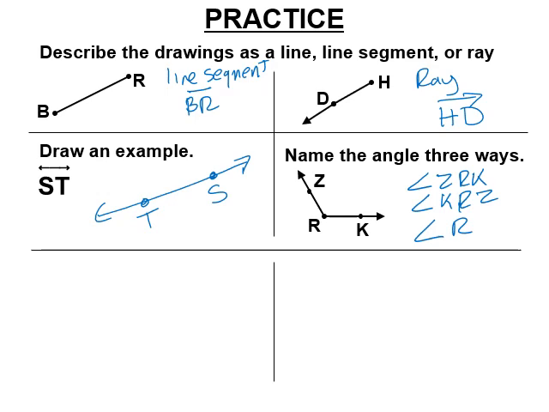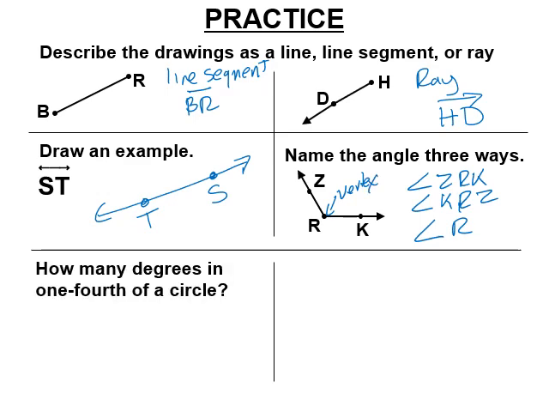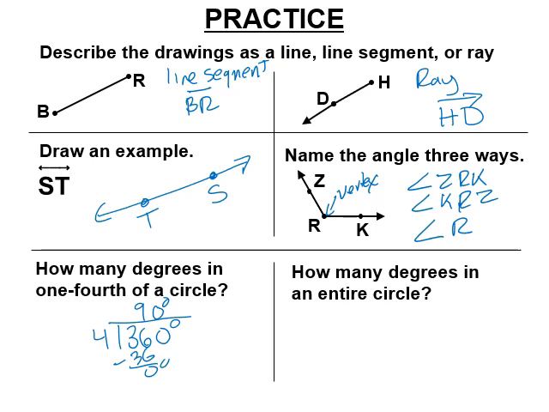What do we call the corner? I literally just said that. If there's 360 degrees in a whole circle, 1/4, you divide by 4, there are 90 degrees in 1/4 of a circle. Well, I just said it, right? In an entire circle, there are 360 degrees.